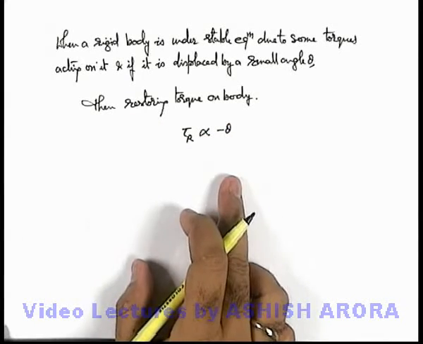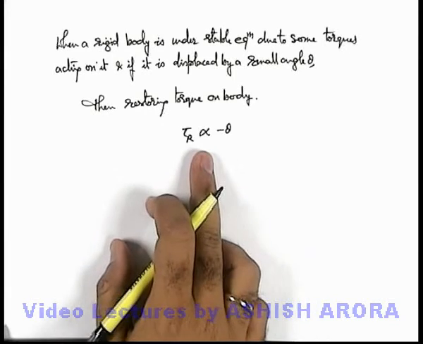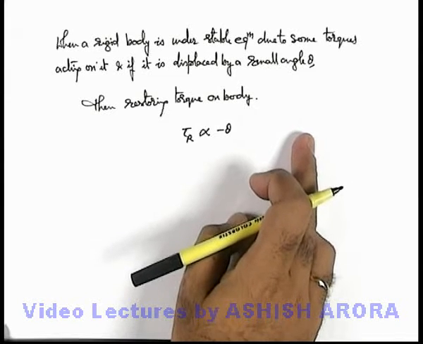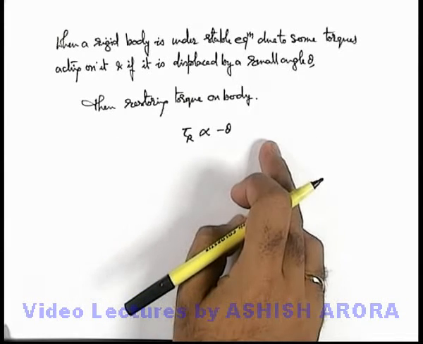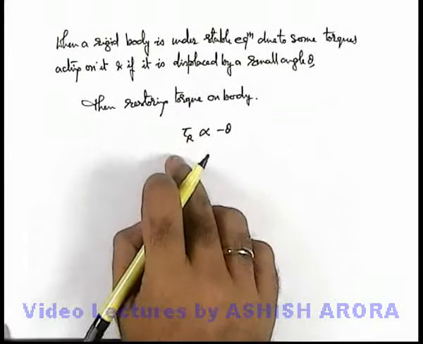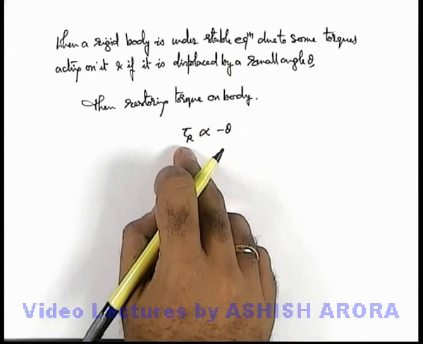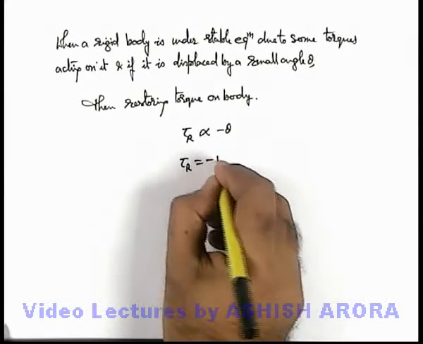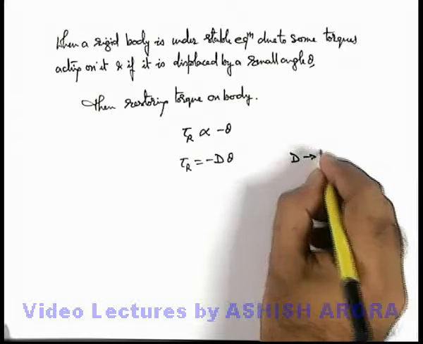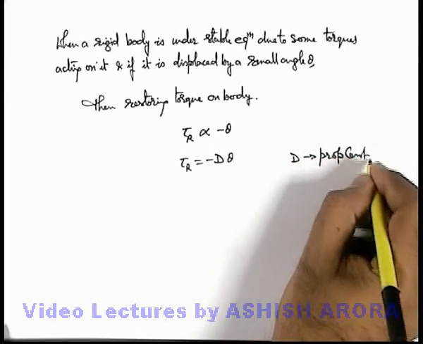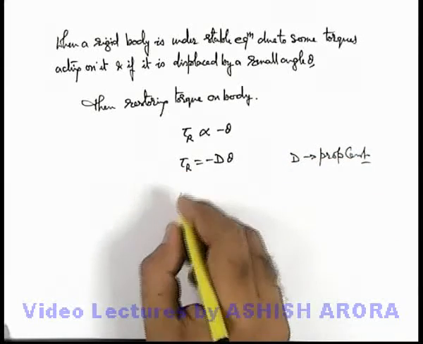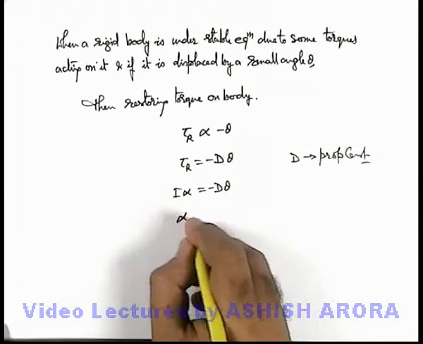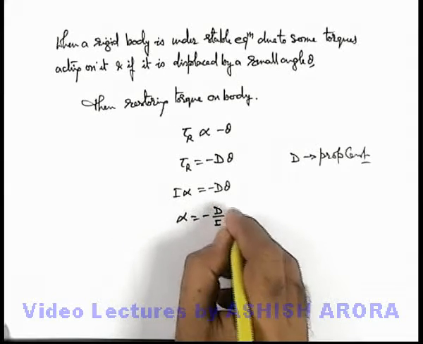Just like the case when in a translatory position of a stable equilibrium when the body is displaced, the restoring forces acting on it are directly proportional to displacement from mean position. So similarly here, if the restoring torque on body is directly proportional to the angular displacement, then this torque can be written as minus D theta, where D is just a proportionality constant. And if we find out the angular oscillation torque, we know that it can be written as I alpha, which is minus D theta, or angular acceleration we can write as minus D by I theta.